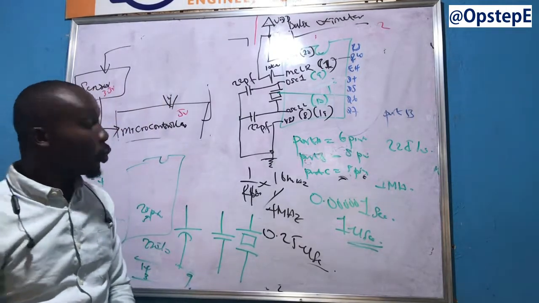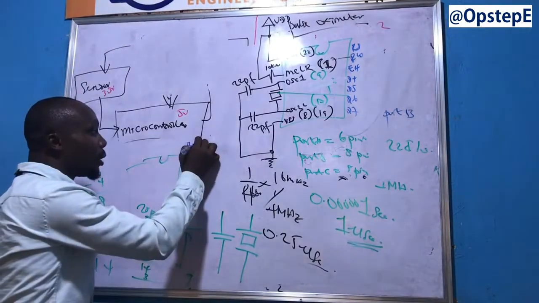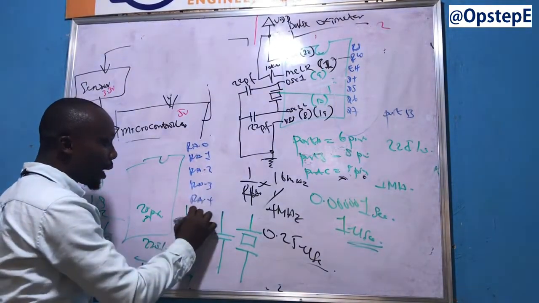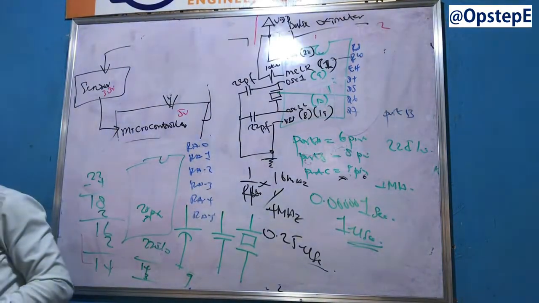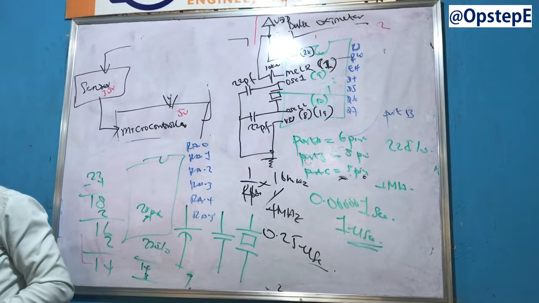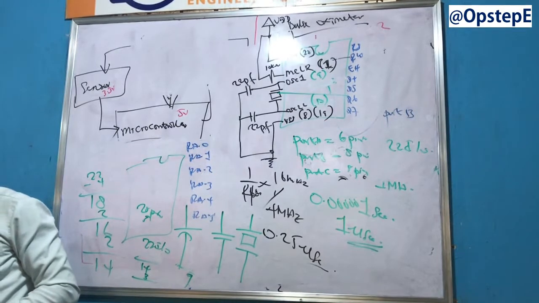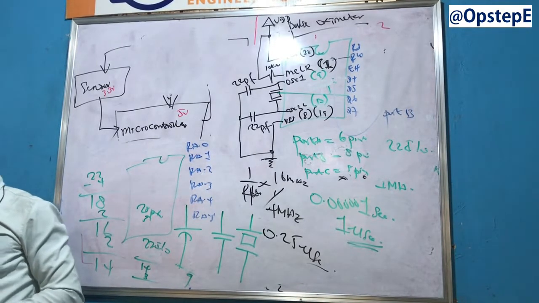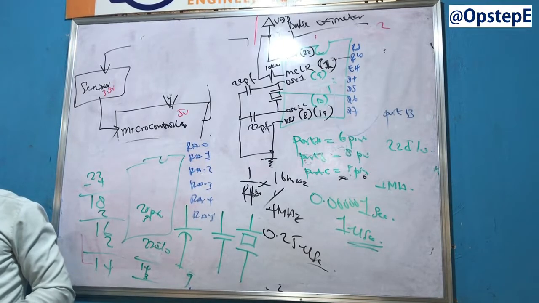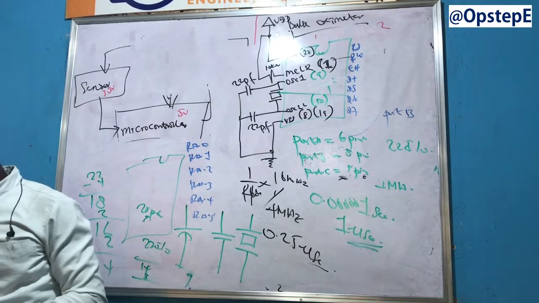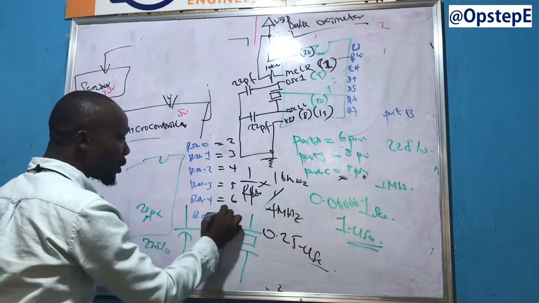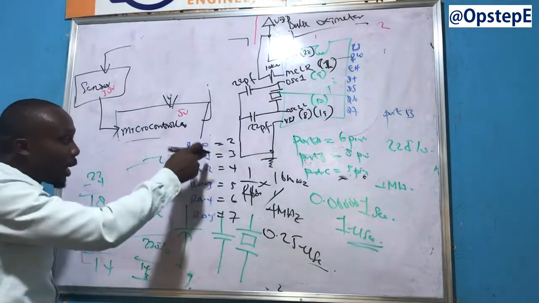What are the port A pins? That's what it's asking. The port A pins are going to be your RA bit 0, RA bit 1, RA bit 2, RA bit 3, RA bit 4, RA bit 5. Let me tell you the pin assignment, the pin numbers. So this is your pin 2, pin 3, pin 4, pin 5, pin 6, and pin 7.